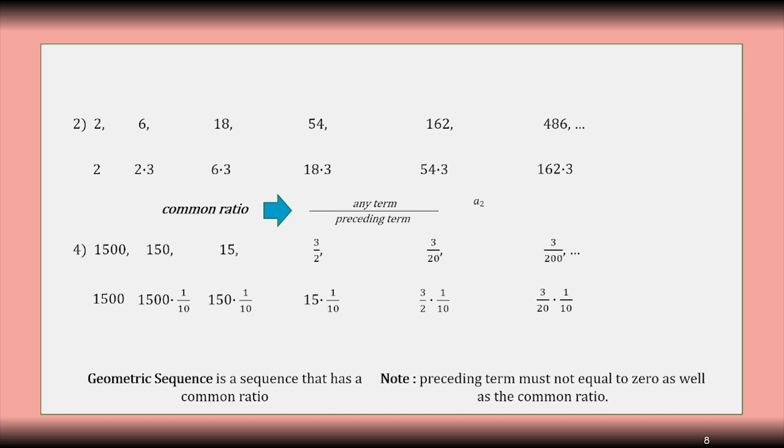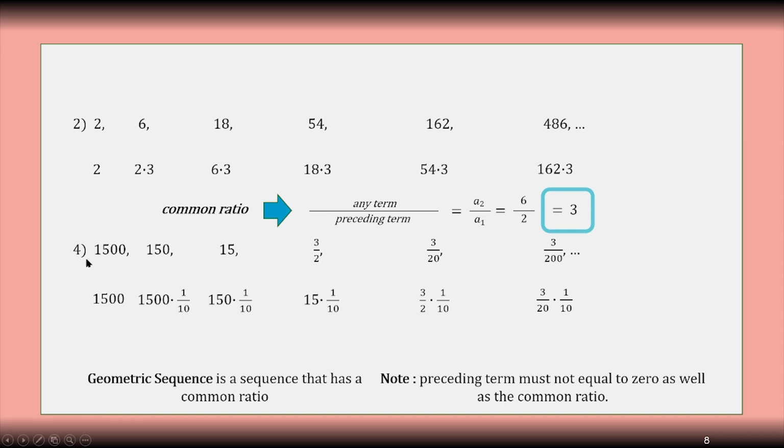So, let's say we have a sub 2. The preceding term of a sub 2 is a sub 1. So, in this example, in number 2, a sub 2 is 6. Divide natin siya sa first term, which is 2. So, 6 divided by 2, the answer is 3. Kaya nakuha natin yung ating pattern na nagmu-multiply lang ng 3. Next one.